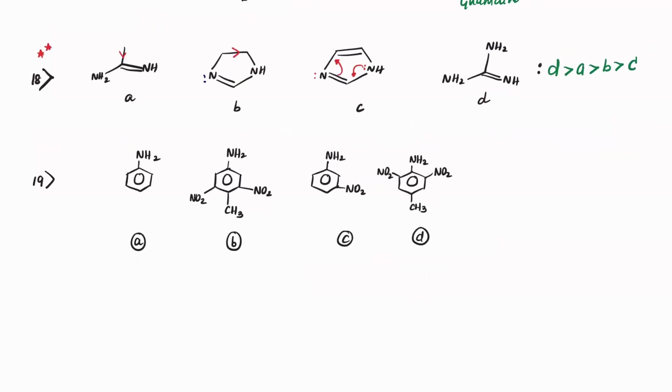Next, 19th, between A, B, C, D. This CH3 is donating by plus I. This one is completely withdrawing, and here it is the ortho effect, so the ortho effect will make it extremely less basic. Therefore, A does not have any other withdrawing groups, then C, then B has more withdrawing groups. Although there is one CH3 which is donating, it's still not enough. And last comes D. These are the cases we need to know.